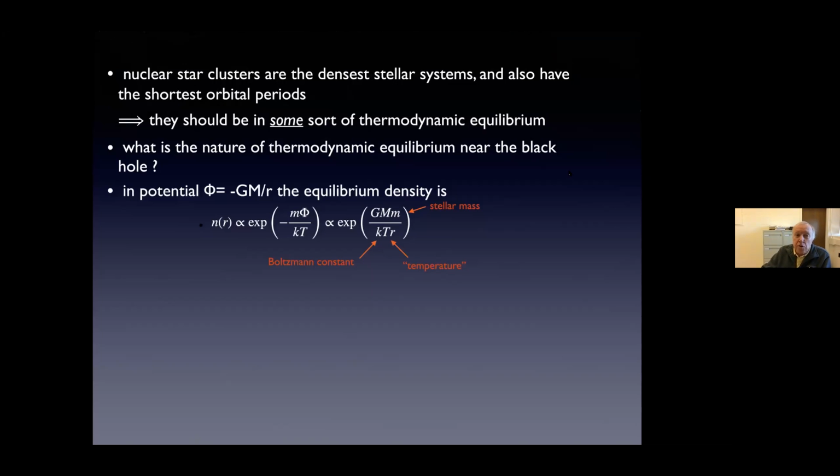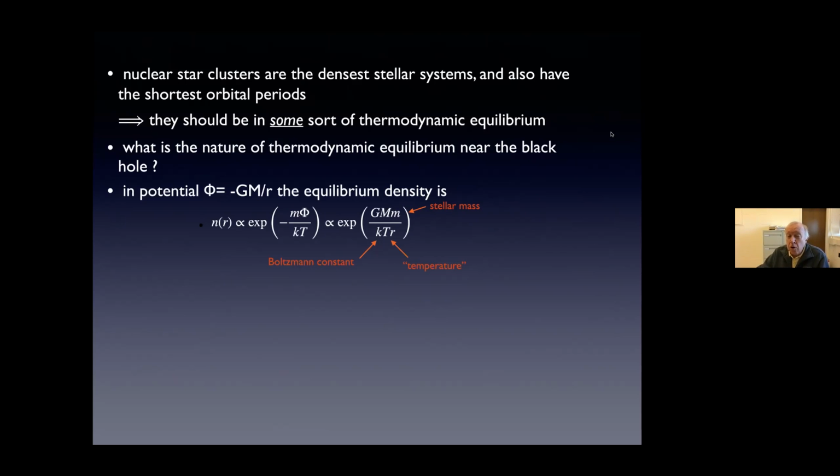As I've said, the nuclear star clusters are the densest stellar systems. They also have by far the shortest orbital periods of any stellar systems. And that has led theorists for decades to argue that they should be in some sort of thermodynamic equilibrium, but the nature of this equilibrium has been difficult to figure out, and theorists have gone down a number of wrong roads in looking for it.